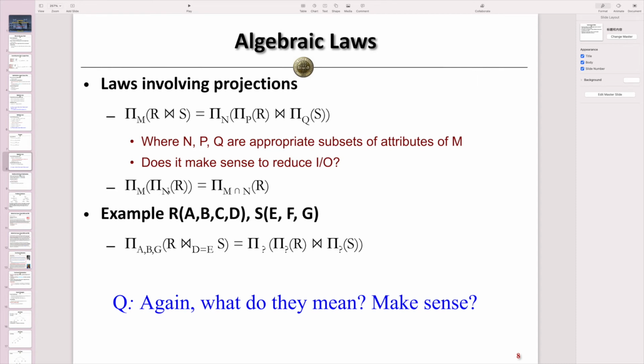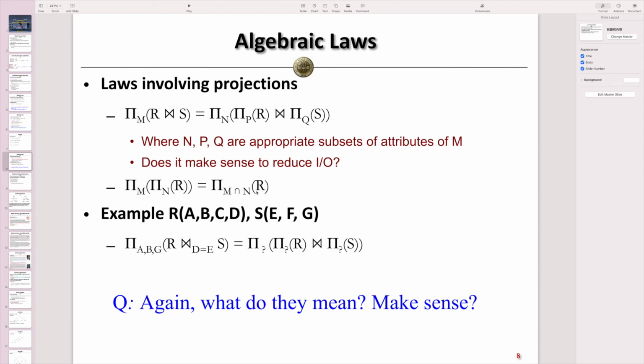Because for the first one, we have to save the intermediate result of the first projection on R, right? And then we do one more projection. However, for the right-hand side, we can do one single projection directly on R. We don't need to save or store any intermediate result at all.